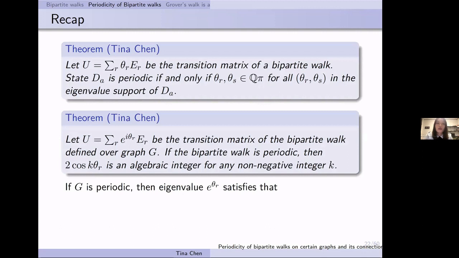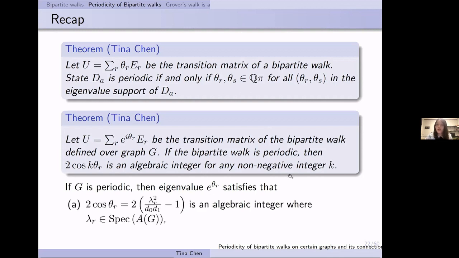Okay, a quick recap. First, we showed that if a state is periodic, then all its eigenvalues in its eigenvalue support must differ by a rational multiple of pi. And we also showed that if a walk is periodic, then 2 cosine k theta r must be an algebraic integer for any non-negative integer k. So if the graph is periodic, then all its eigenvalues must satisfy that. First, this 2 cosine theta r must be an algebraic integer. And since the graph is biregular, this can also be written in terms of the spectrum of your graph. On the other hand, when the graph is periodic, it means every state is periodic, so all the eigenvalues must be of the form that is a rational multiple of pi.